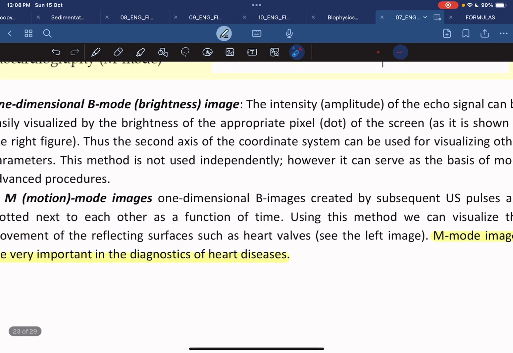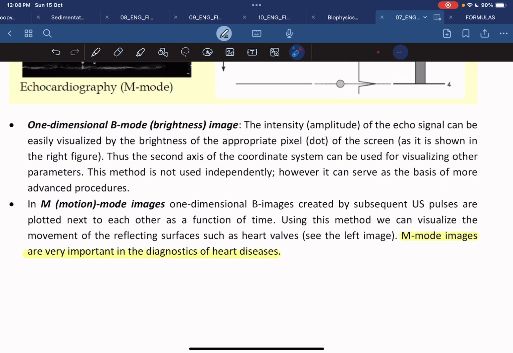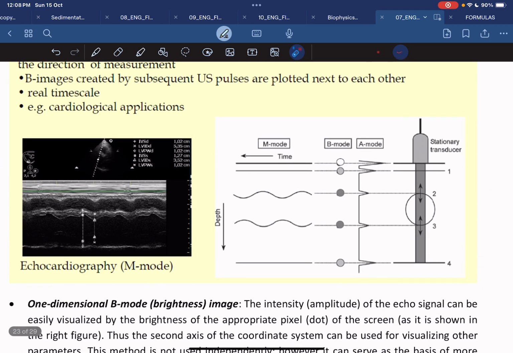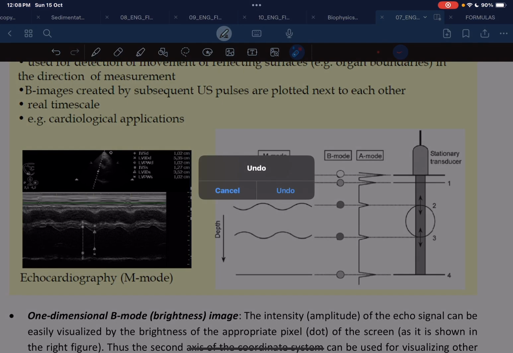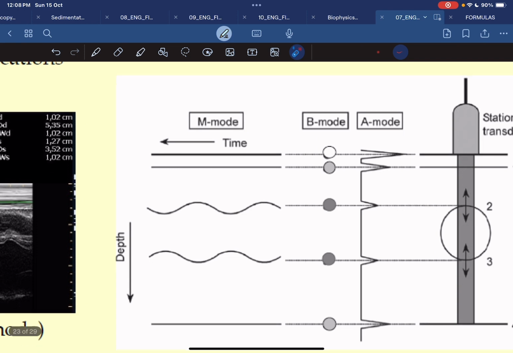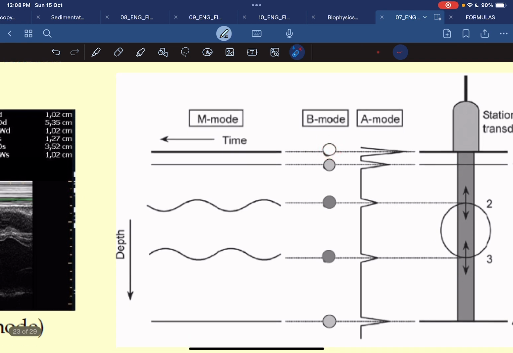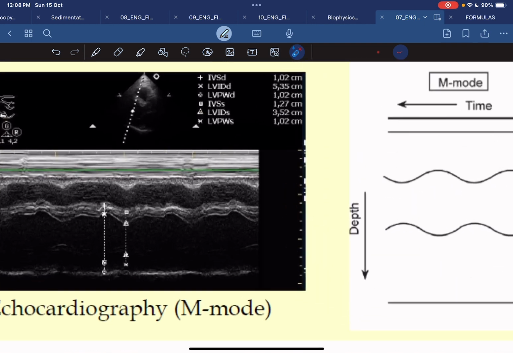M mode images are very important diagnostics of the heart. Usually M mode images are nothing but these rays mapped to their subsequent waves, and then we get something like that.